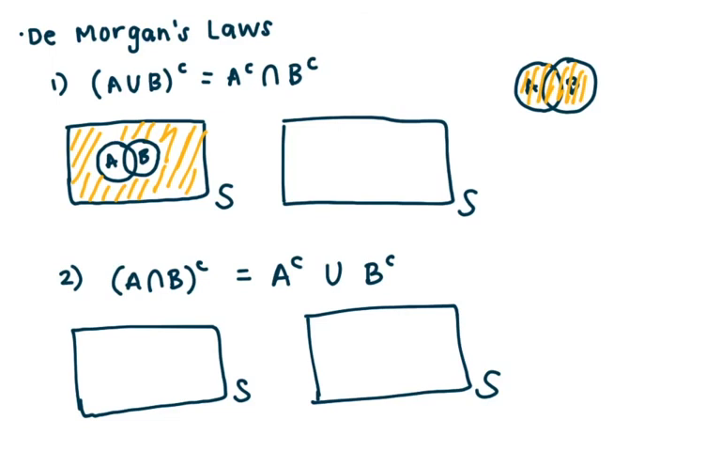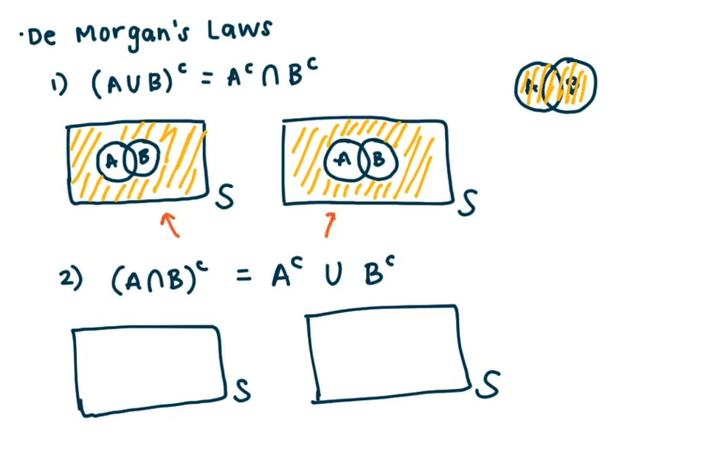And for A complement intersection B complement, that's going to look like this. A complement is out here, and so is B complement. Notice how this picture right here and this picture right here look the same, which is how I proved that this side is equal to this side. Now we're going to go to the next example.